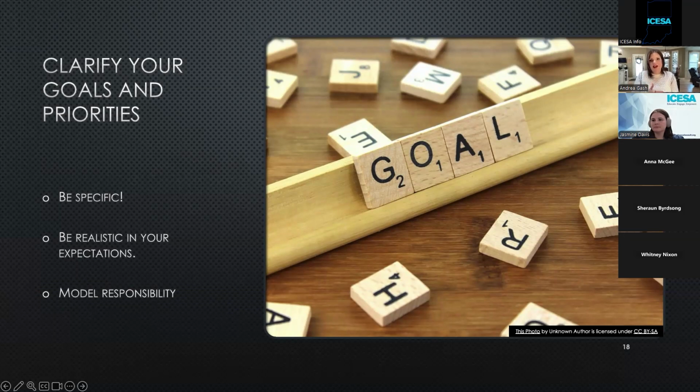Say, I need you to have this completed by Thursday at noon, along with an outline of exactly what you would like done in that project. You can do this even if someone is just helping you with a project. If you're working on a big project and a colleague offers help, still set goals and priorities.